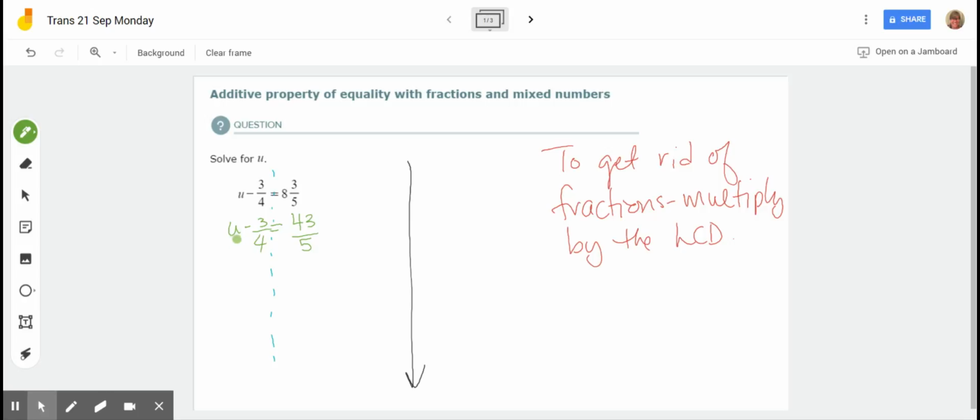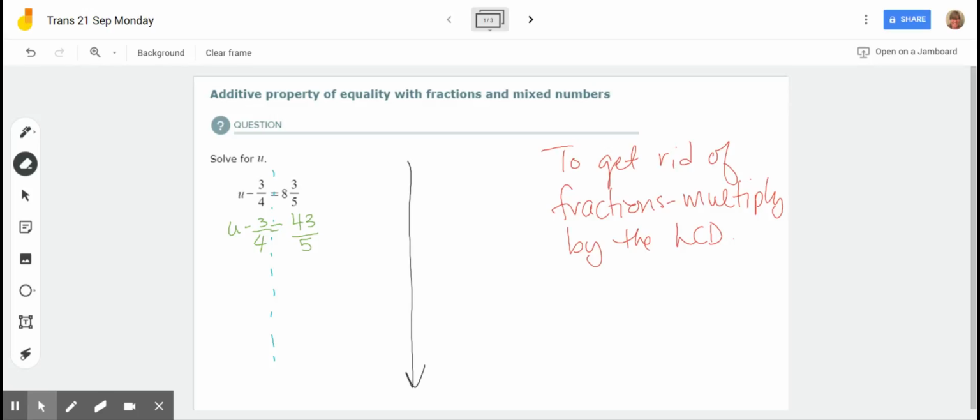And here we are. We have u, and if you put u over 1, and then minus 3/4 equals 43/5. Well, that's kind of a pain to deal with. You could just add 3/4 to both sides and then solve for u. I mean, that's a possibility. By the way, I didn't need to put this over 1. Just wanted to make sure you knew it was always over 1. A whole number is always over 1.